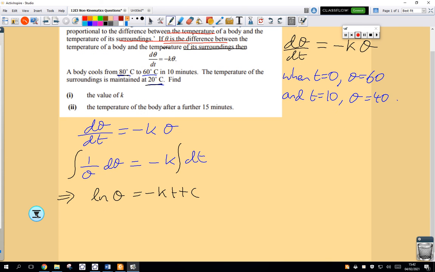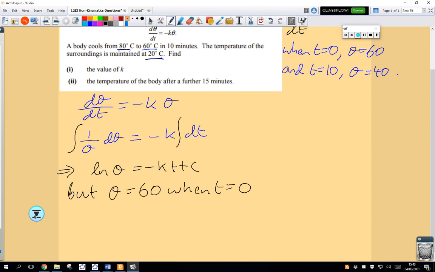I suppose I want to solve this. And first of all, I'm going to find the value for c, then I'm going to find the value for k. Okay, so what are we told? I'm going to go back to my conditions on my question. It says when t is equal to 0, theta is equal to 60. So theta is equal to 60 when t is equal to 0.